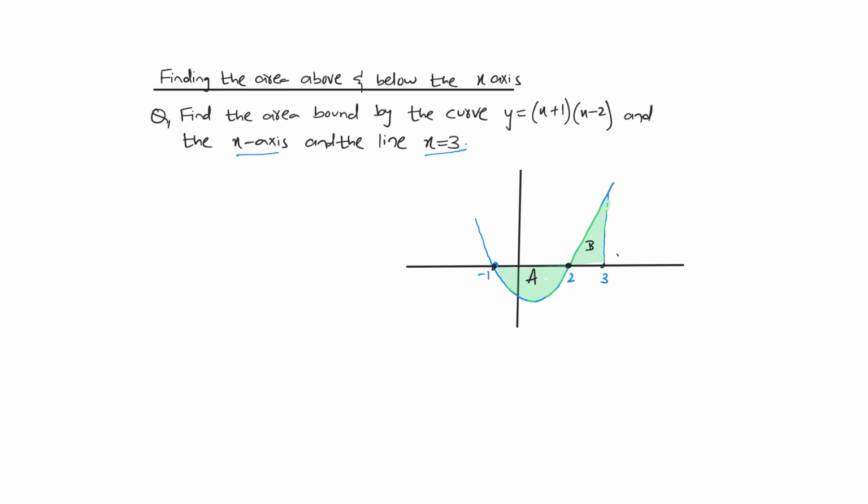So the function is, if you multiply (x plus 1) times (x minus 2), you get x squared minus x minus 2. Now you need to integrate the function to get the area. So the integration would be x cubed over 3 minus x squared over 2 minus 2x. I'm just writing a constant of integration over here, but when we plug in the limits, we don't need to write this constant of integration.